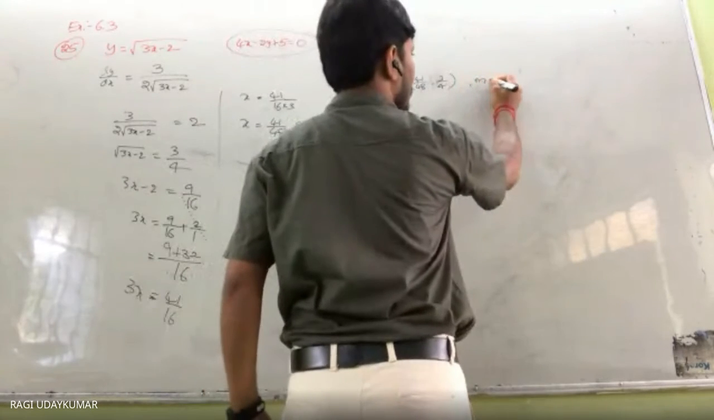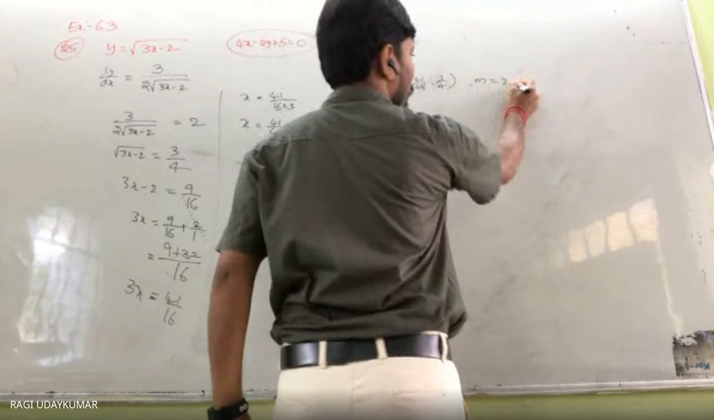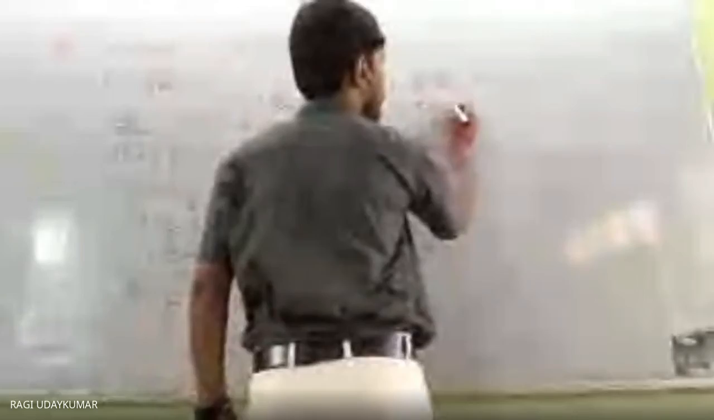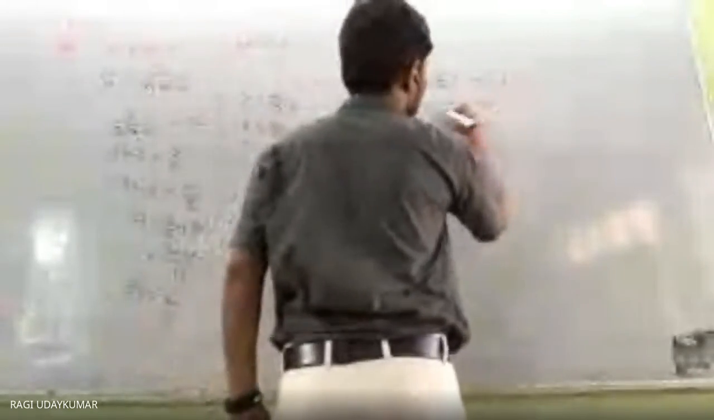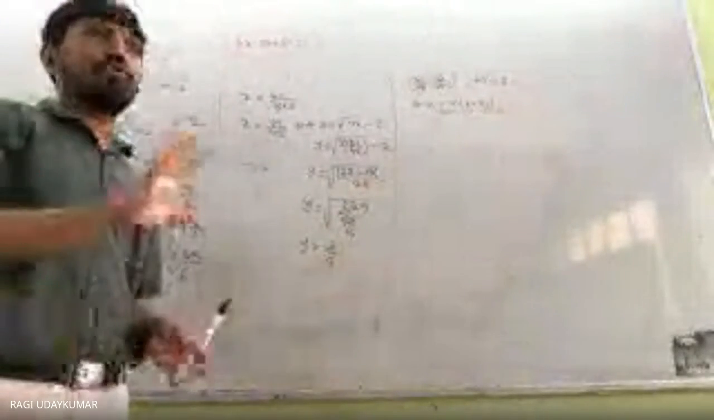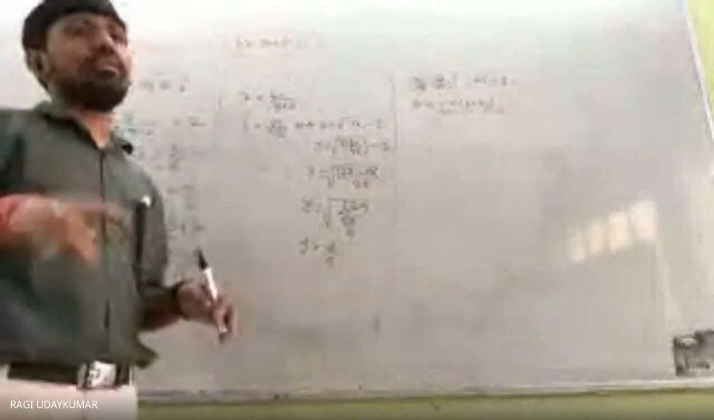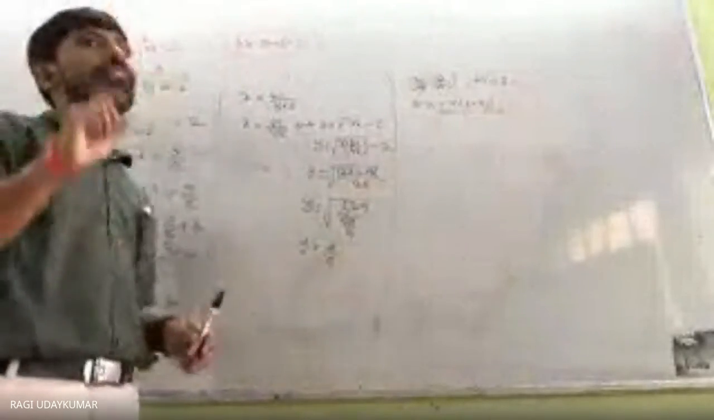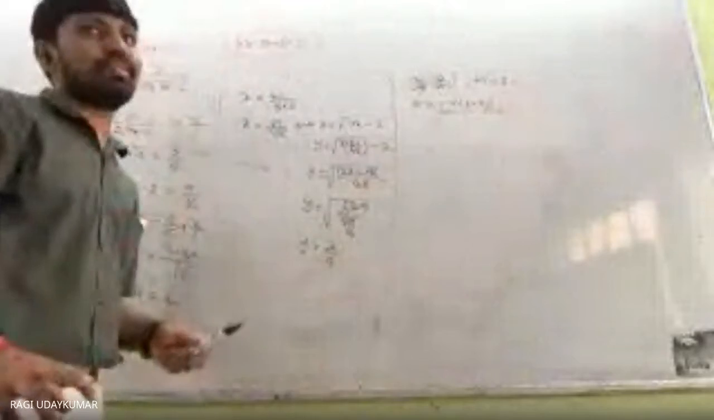And the slope is 2. The equation of the tangent: what is the equation of the tangent? y minus y1 is equal to m into x minus x1. That's all. Use it. Then simplification. There is no complication. Throughout the exercise, only 2 or 3 problems are different problems. That's what we have discussed.